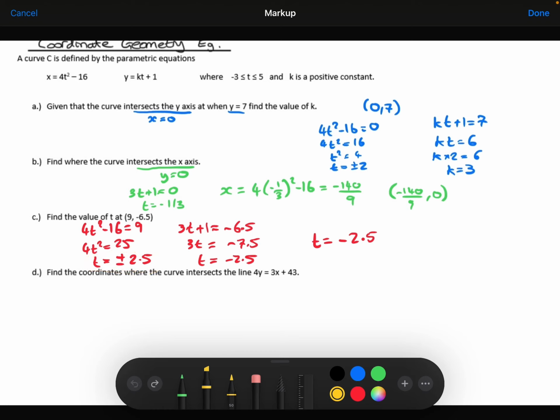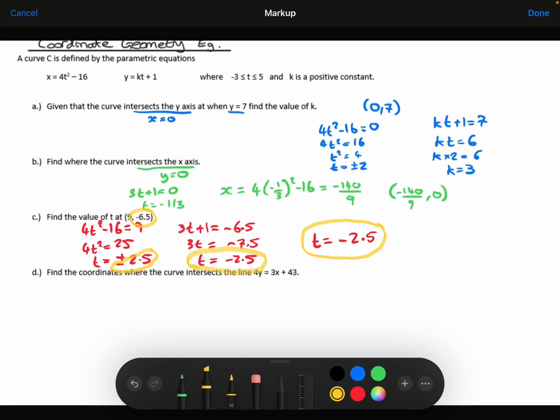I've then checked out the y-coordinate, because I know the y-coordinate is minus 6.5. So I've made my y equation, my y parametric equation, equal to minus 6.5. And then I've solved that to find that y would equal minus 6.5 when t is minus 2.5. And we can see that value of t does give me the coordinate 9, minus 6.5. And so that is the value of t that I want.